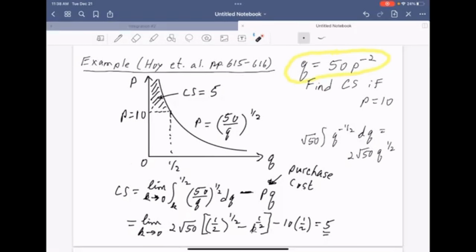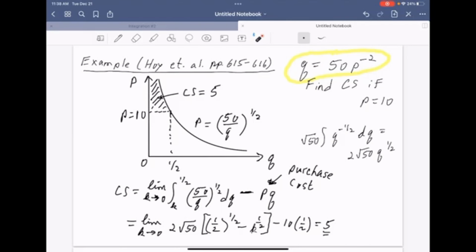Okay, we want to look at an example from Hoy et al., pages 615 and 616, where we want to find the consumer surplus. And we're going to do it in two ways, and they should give you the same answer. So the question here is, we have an ordinary demand function, which is given by Q equals 50 times P to the minus 2. And we want to find the consumer surplus if P equals 10.